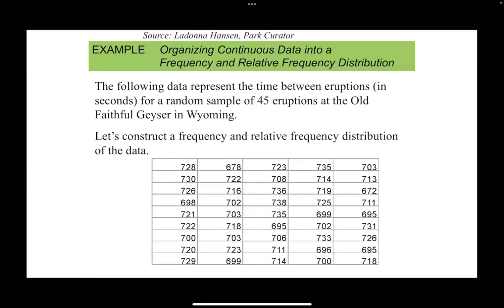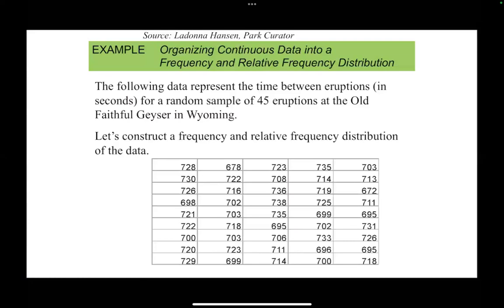All right. These are the times between eruptions in seconds for a random sample of 45 eruptions at Old Faithful Geyser in Wyoming. We're going to construct a frequency and relative frequency distribution of the data. I'm going to put them into bins because this is a lot. And because it is time between eruptions, this is continuous data. Time is always continuous. That's just a given.